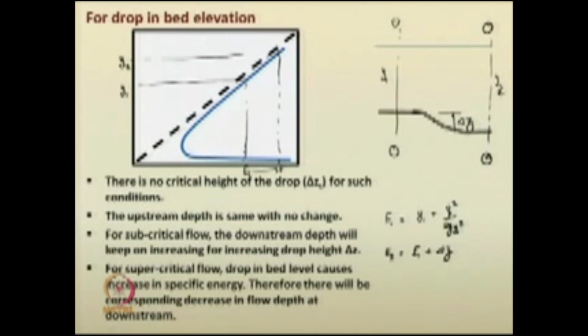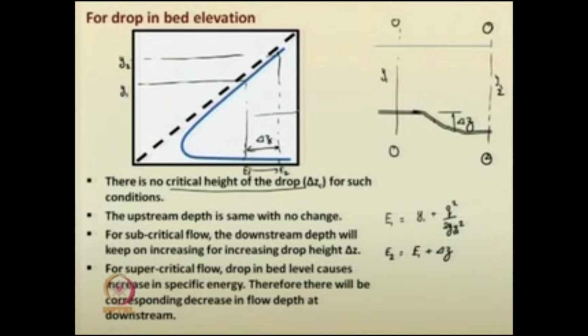So, for E2, this is the magnitude del z, or height of the drop, the elevation del z. In this situation there is no critical height of the drop, means there is no such situation. You can give the height of the drop any magnitude, because it is going in this particular direction. So, there is no minimum specific energy coming into picture there.